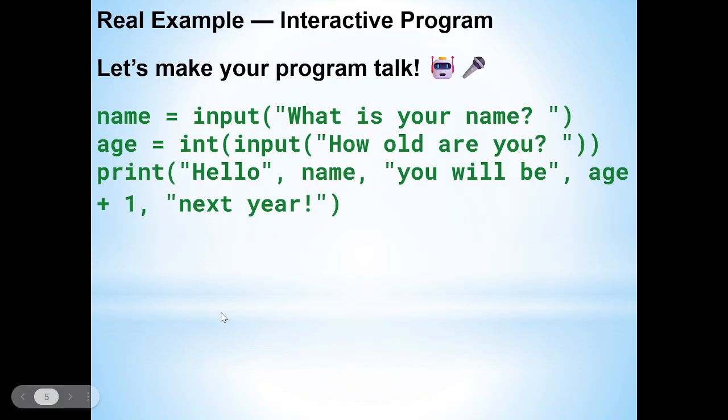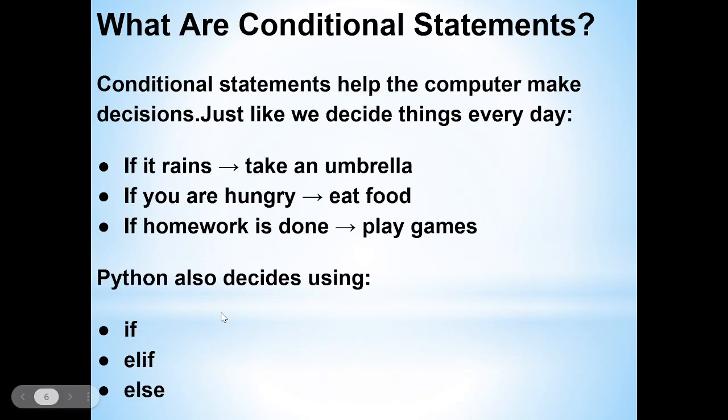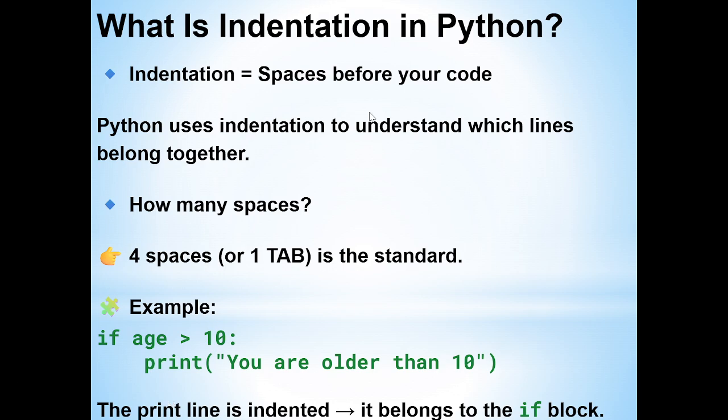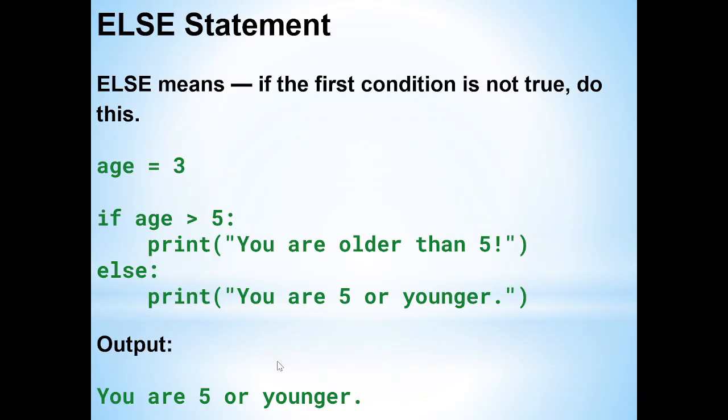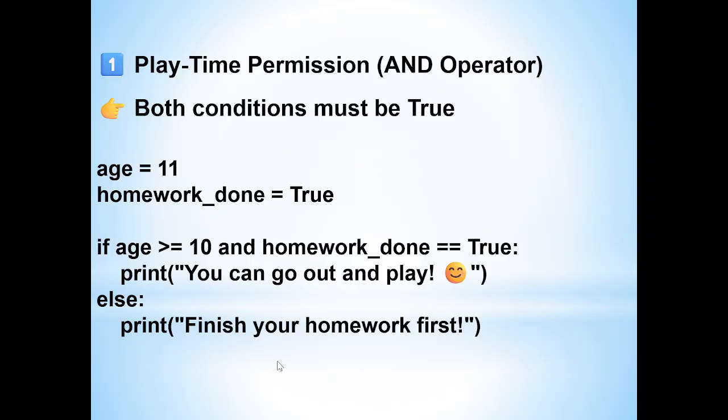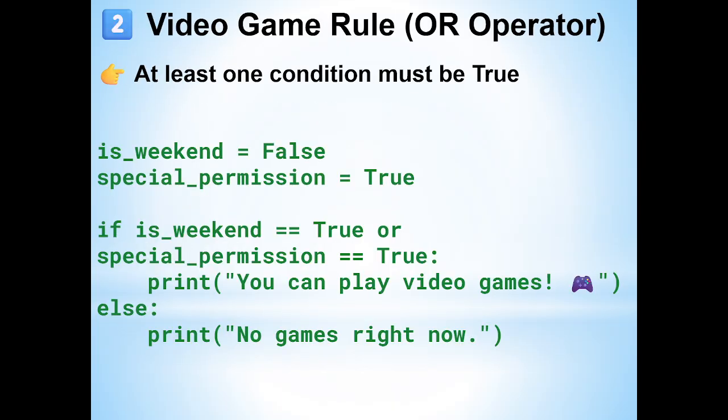Then we learned about conditional statements: if, elif, and else. We can give some condition, and based on the condition, the output will be shown. Then we learned about indentation. Indentation really matters, to show that this line of code belongs to this part only. For that we must give some spaces. That is indentation. Then we learned how to use the and and or operators with comparison operators in these conditions.